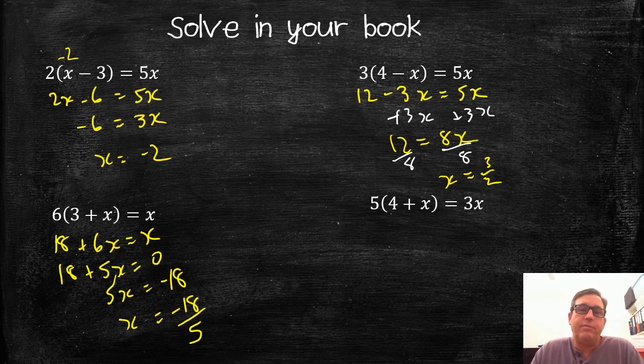Just leave it like that. You've done the work. You didn't even have to do that much math. It's just minus 18 over 5.